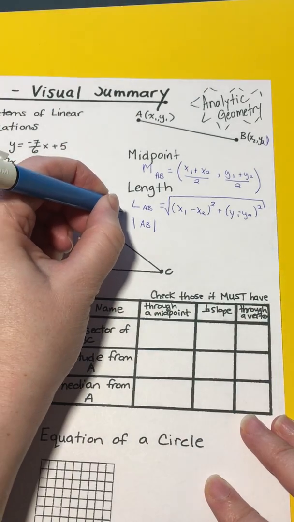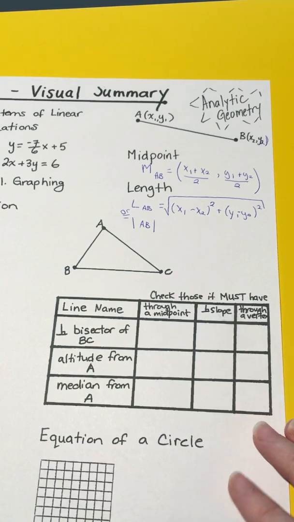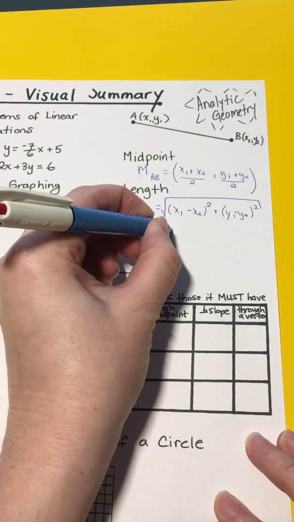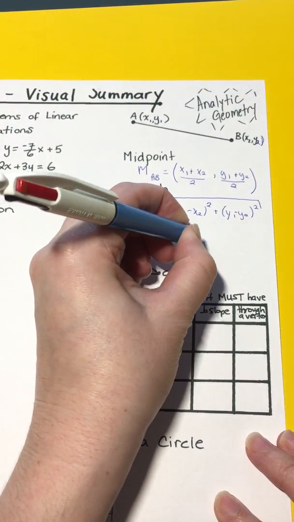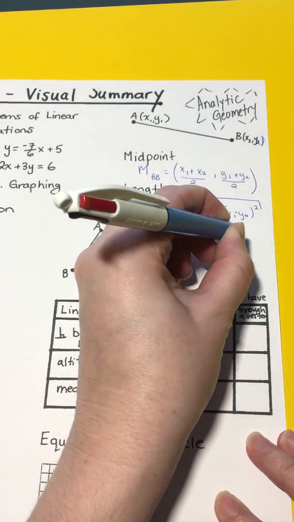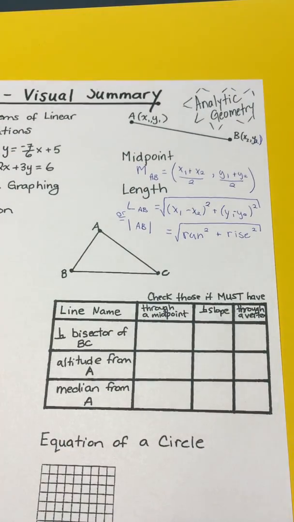Because remember, we found this using the slopes, right? So remember, your x's, that's your run. So if you're given a graph, you can go your run squared plus your rise squared and square root that, right? Those are going to be the same. Okay. So those are midpoint and length of line segments.